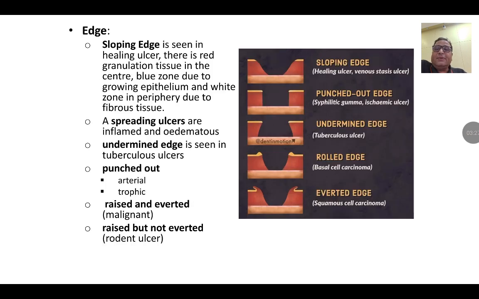The various types of edges: sloping edge is seen in a healing ulcer. There is red granulation tissue in the center, a blue zone due to growing epithelium, and a white zone at the periphery due to fibrosis. Spreading ulcers are inflamed and edematous. Undermined edge is seen in the tuberculous ulcer. Punch out edge is seen in the arterial and trophic ulcer. Raised and everted edge is seen in malignant ulcer. Raised but not everted is seen in rodent ulcer.